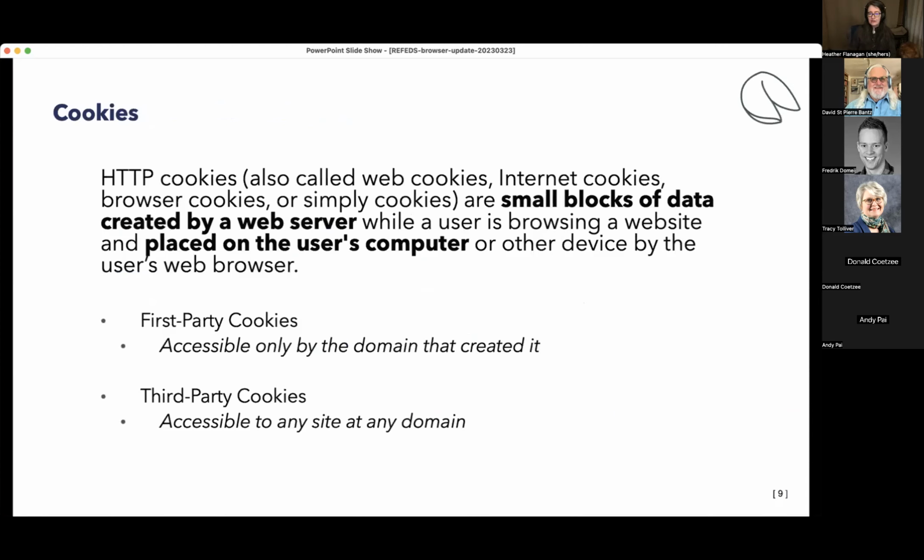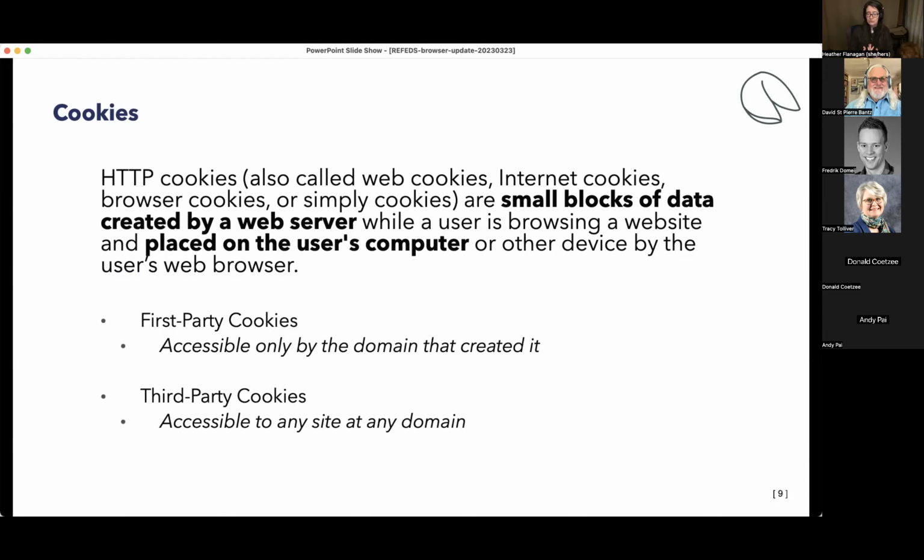So cookies, these are, as you know, small blocks of data created by a web server, and they are placed in the browser's memory on the user's computer. First-party cookies are not going away. Nobody has a problem with those. Those are only accessible by the domain that creates it. That's it.